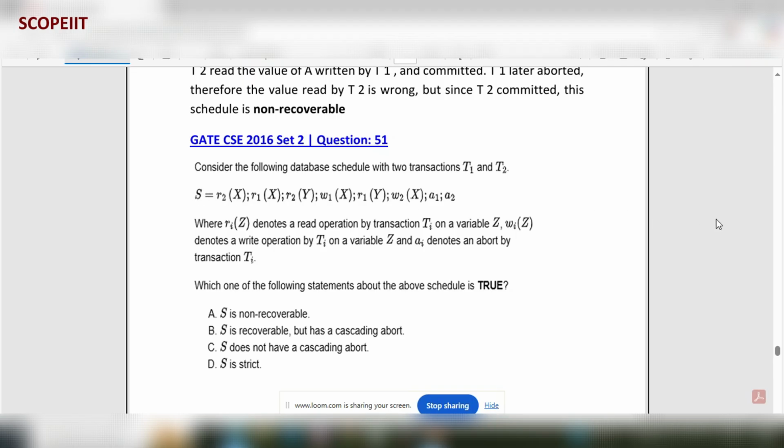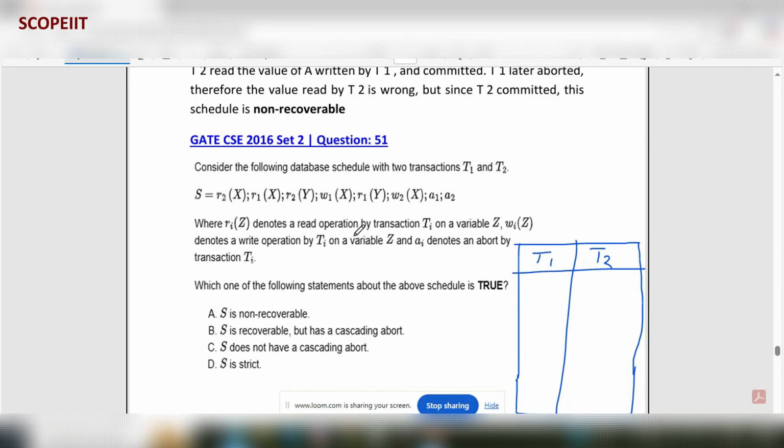Before we move further, we need to construct the table. So let us construct the table over here. These are the two. Now how to construct this table? See here, what is the maximum number we have? The maximum number here is 2. That means there are 2 transactions. So write down T1 and T2.